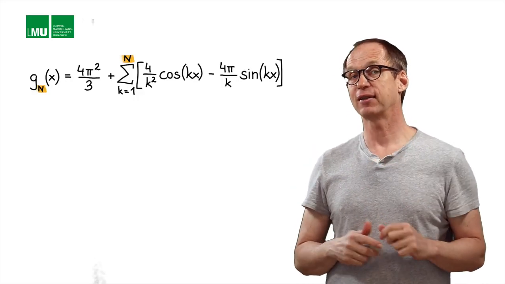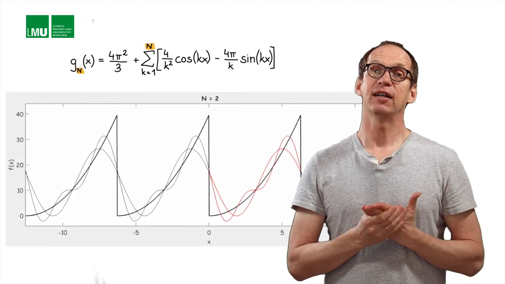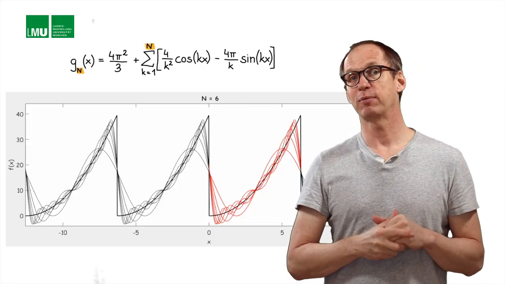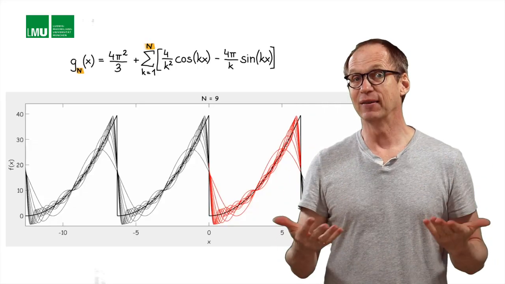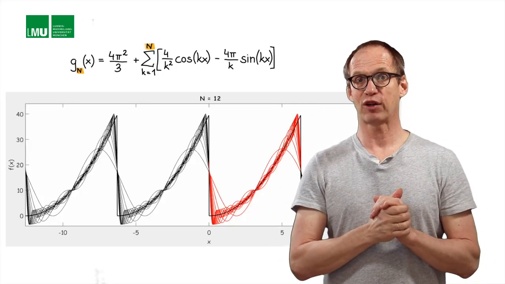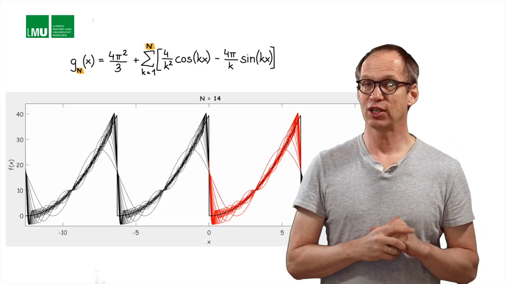Now let's look at this graphically. What you see here behind me is in red the interval where we're actually trying to approximate that function, and with progressive n, of course we are getting better and better with our approximation, but now something interesting is happening.